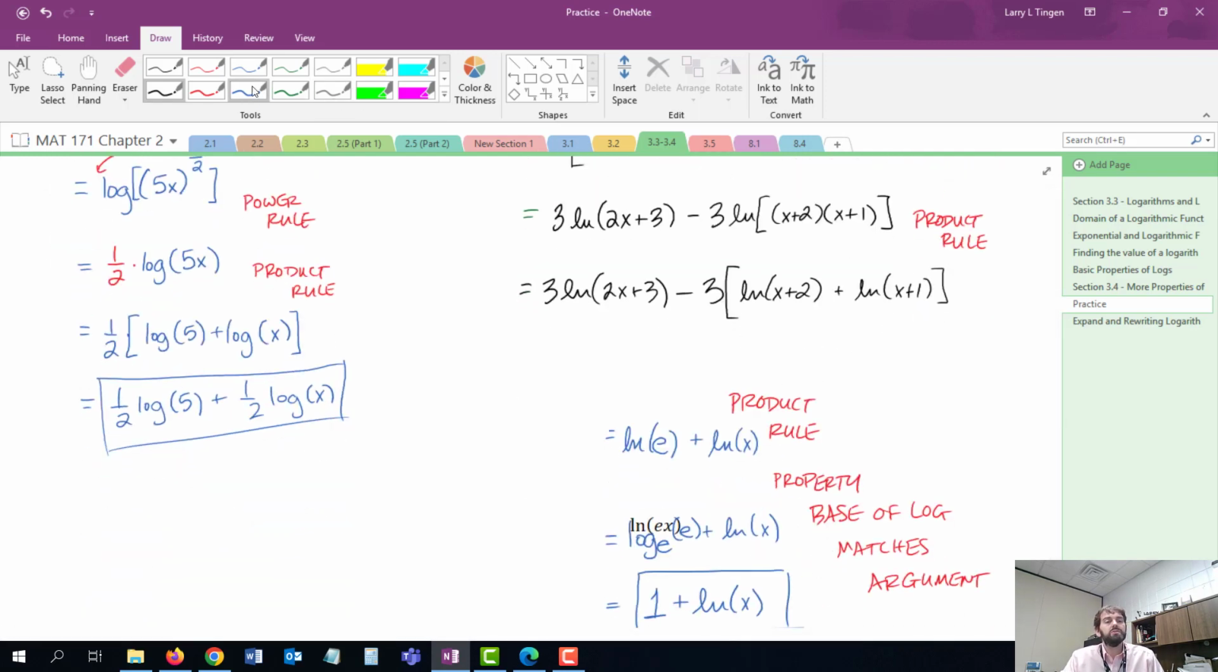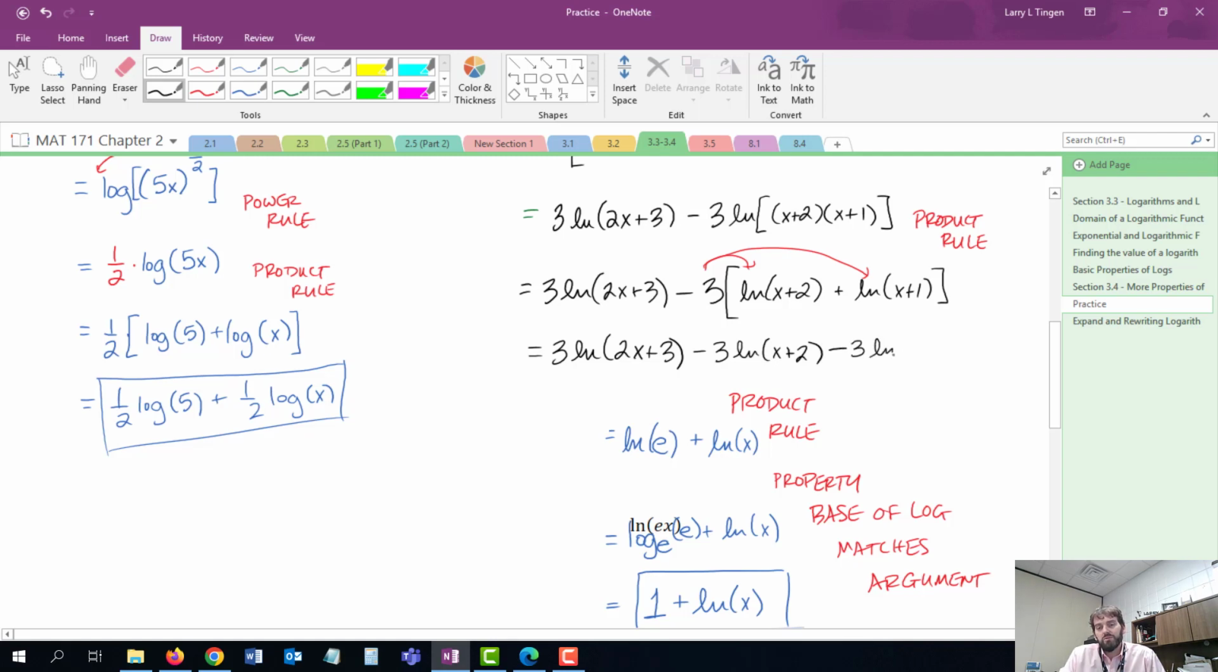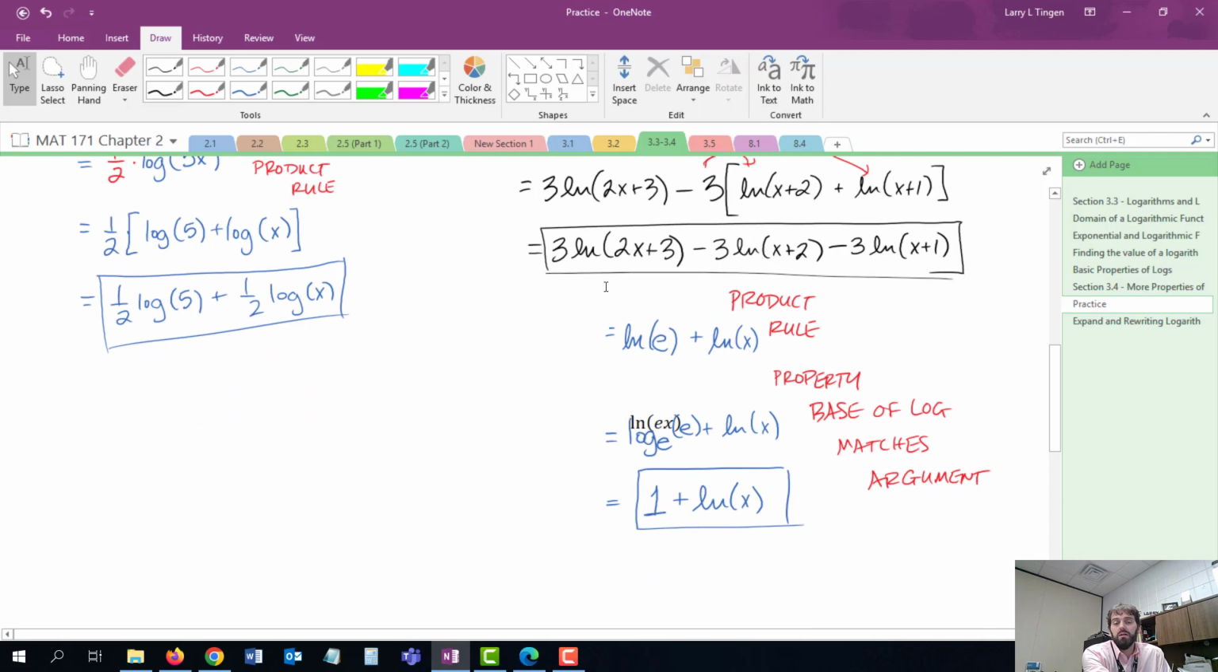And then I need to distribute that subtract 3, and I end up with 3 times the natural log of 2x plus 3 minus 3 times the natural log of x plus 2 minus 3 times the natural log of x plus 1. Okay, there's no more products, there's no more quotients, there's no more powers. I've done it correctly.